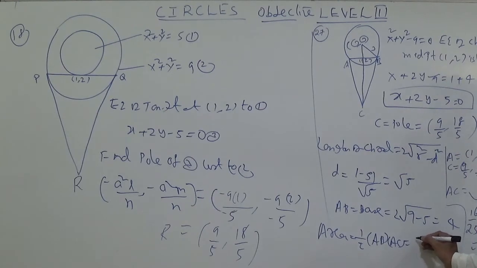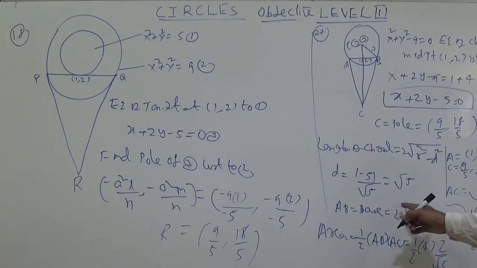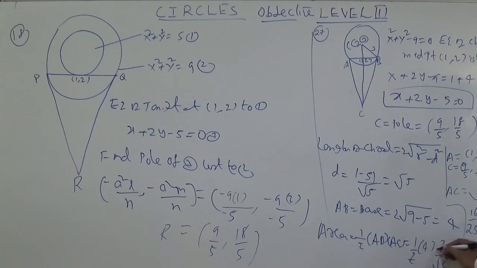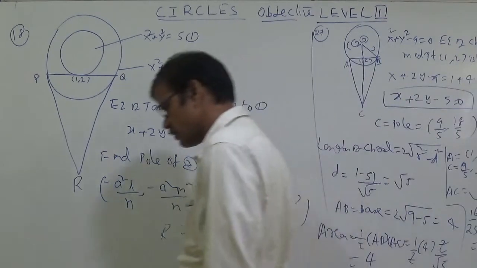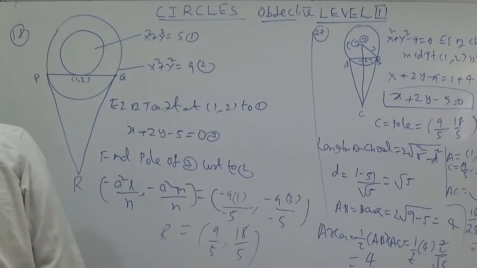Area of triangle is half into base into height. That is equal to 1 by 2 into 4 into 2 by root 5. Half into base, students, base means here AB, 2 root r square minus d square. Okay, 2 gets cancelled, so 4 by root 5. According to the options, here it is the second option.